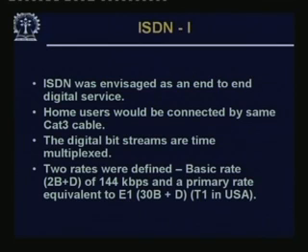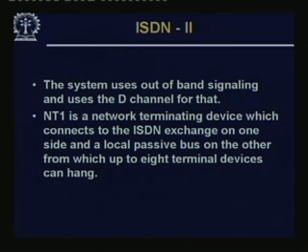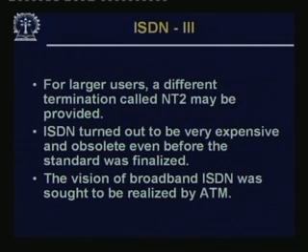For higher users, you have a primary rate equivalent to E1. So, there are 30 channels for this, maybe voice channels, and one D channel etc. for an E1 line, something else in USA that we will see later. The system uses out of band signaling and uses the D channel for that. NT1 is the network terminating device, which connects to the ISDN exchange on one side and a local passive bus on the other. For larger users, you have another kind of termination called NT2.